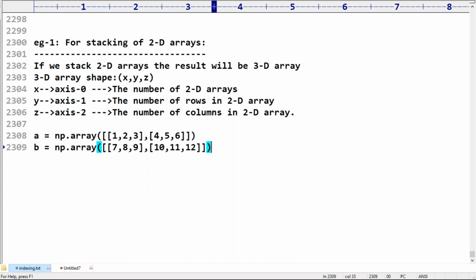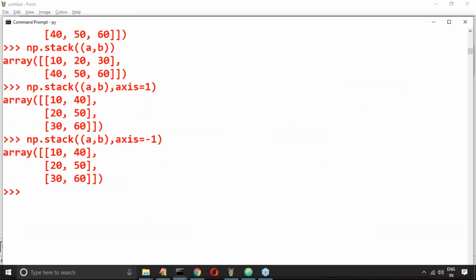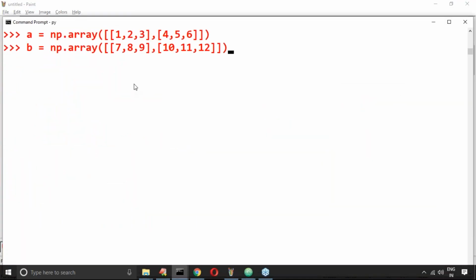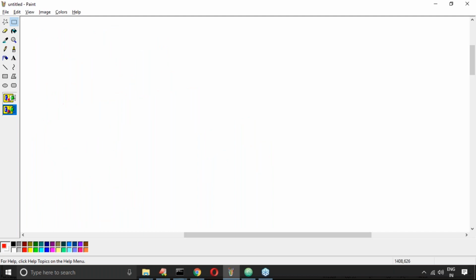Here we have two-dimensional arrays. Any doubt? Do both arrays have the same shape? Yes, same shape only. It is better to have the dimension also. We can take arange also, no problem. Both are the same shape.